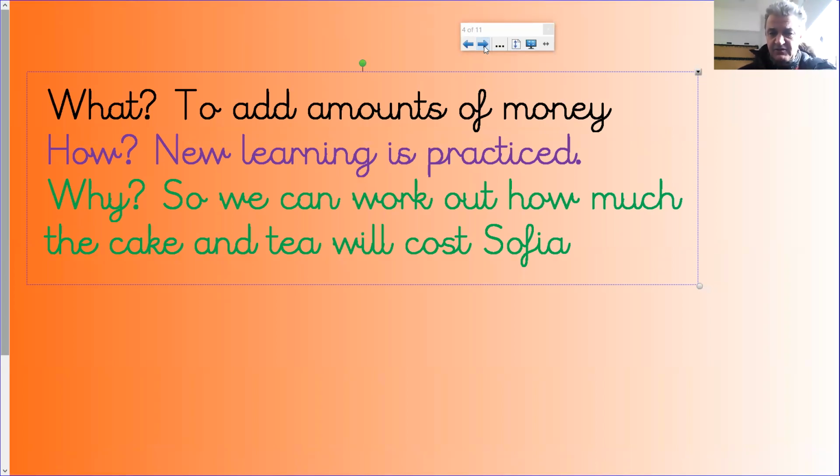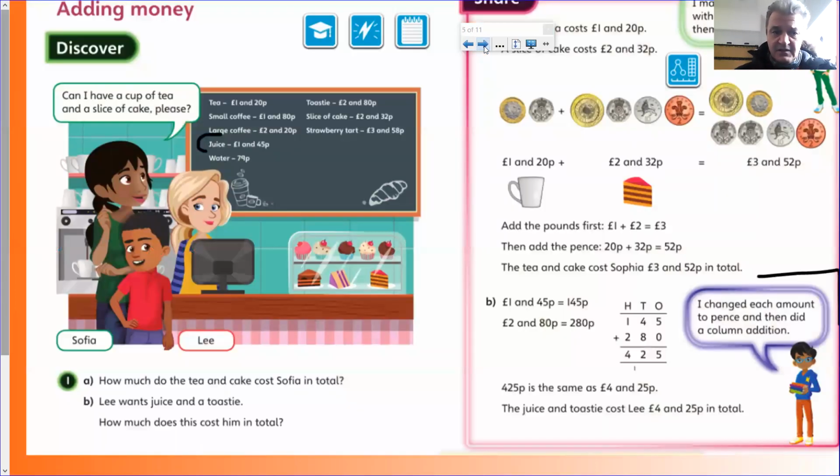It really is something that we do most days, if you go shopping or if you're an adult. We work out money. You don't want people to rip you off financially. So we need to be able to process and add amounts of pounds and pence. New learning is practice, so we can work out how much the cake and tea will cost Sophia. Let's have a look at my first question.